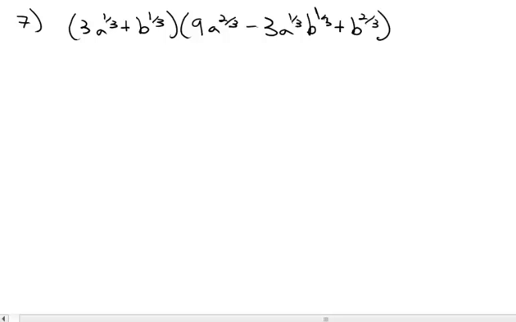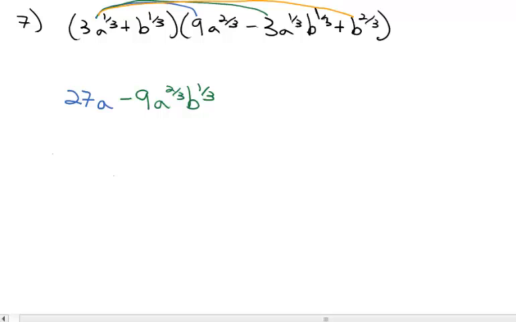Instead, with the adding and subtracting in the middle, we're going to have to distribute everything through. First, we'll take 3a to the 1/3 times 9a to the 2/3. 3 times 9 is 27. And on the a's, we can add the exponent. 1/3 plus 2/3 is 3/3, or just first power. Continuing to distribute, we have 3 times 3 is negative 9. A to the 1/3 plus 1/3 is 2/3. B to the 1/3. Continuing to distribute onto the third term, we have plus 3, a to the 1/3, b to the 2/3.